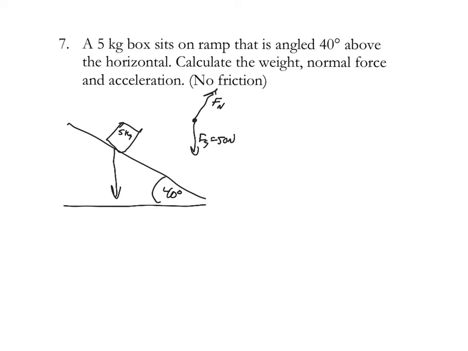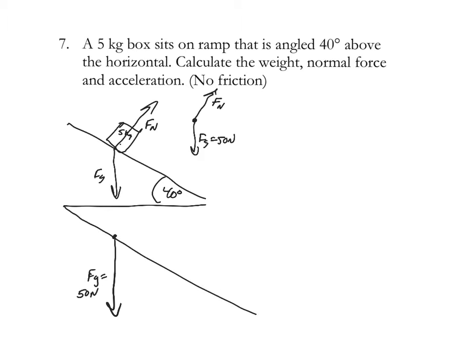And we have to do a little math to figure it out. So I'm going to make this bigger, and I'm going to draw my force gravity straight down, and that equals 50 newtons. So that's force gravity, that's force normal. There's no friction, so I just have these two.